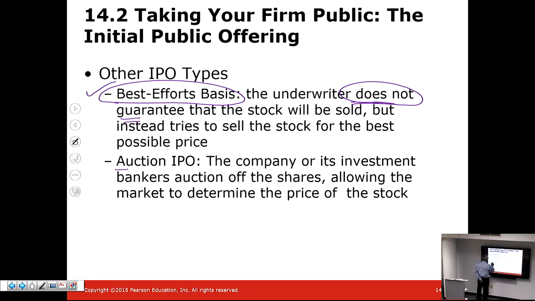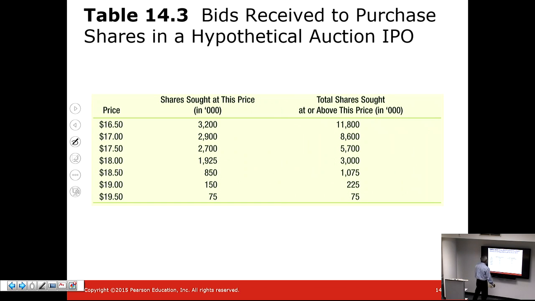And finally, there is a method called the auction method, where the company solicits different auctions, essentially. They essentially allow people to bid how many shares they want to buy and at what price. Then they collect all of those bids and then they decide on one price that will allow them to sell out the entire offering. So let's take a look at the auction method, because that's probably the most interesting of the methods. Not as commonly used, but certainly the most interesting.